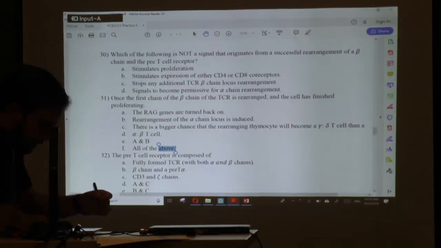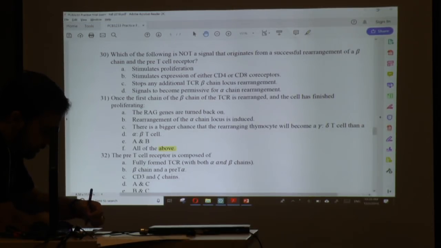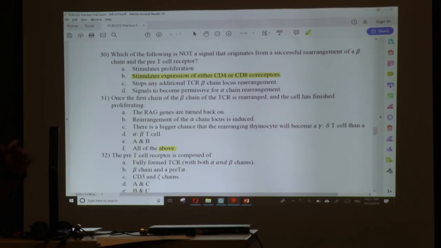Okay. So the correct answer here: the signal that will not originate from successful rearrangement of the beta chain and the pre-TCR is expression of either CD4 or CD8, because you express both CD4 and CD8. Make sense? Yeah? Okay.